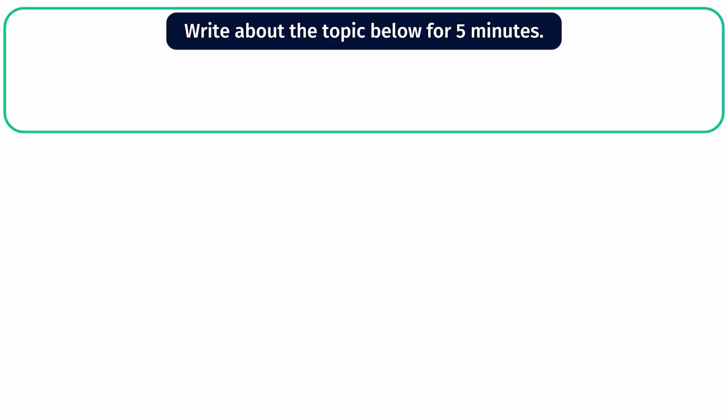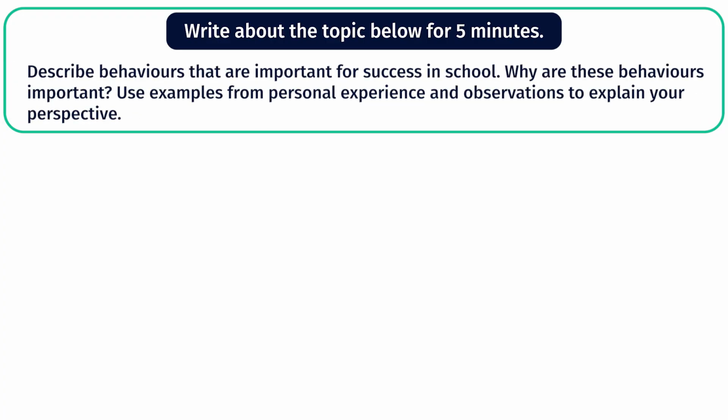Now sometimes the questions will be a little bit different. So let's take a look at a different question now. This one is: describe behaviors that are important for success in school. Why are these behaviors important? Use examples from personal experience and observations to explain your perspective. Okay, so if you get a question like that, we've got a different structure that you can try to follow.